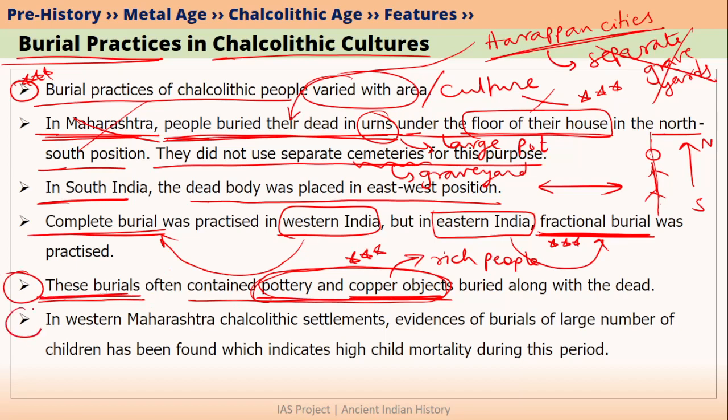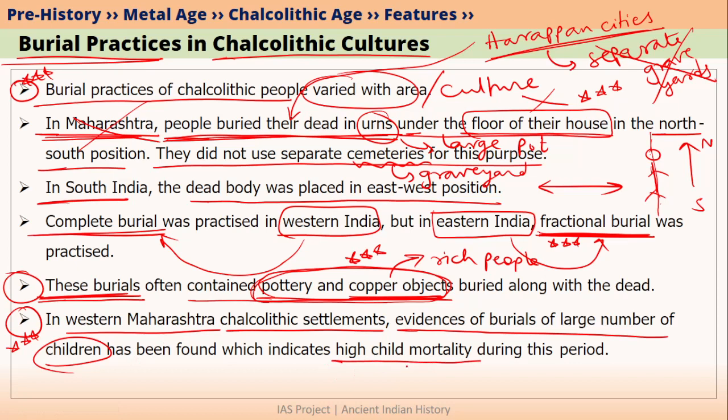Whatever the case is, Chalcolithic age people also buried pottery as well as copper objects inside their burials. And one unique case which we observe in Western Maharashtra is that in the Chalcolithic settlements here, we have found evidences of burials of large number of children. What does this indicate? This indicates that there was very high child mortality during this period. Child mortality means death of children.